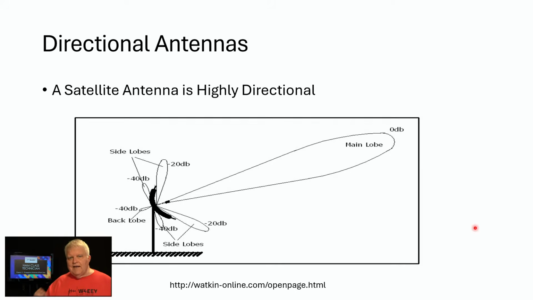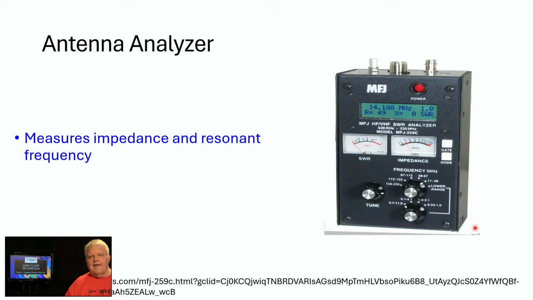So matching an antenna to the proper impedance to get the best standing wave ratio, we use something like this, an antenna analyzer. An antenna analyzer has a built-in signal generator for a radio frequency signal, and it can measure impedance and the resonant frequency of the antenna directly. There are all sorts of different types. This is one that was sold by MFJ, Rig Expert, and others also make similar ones.